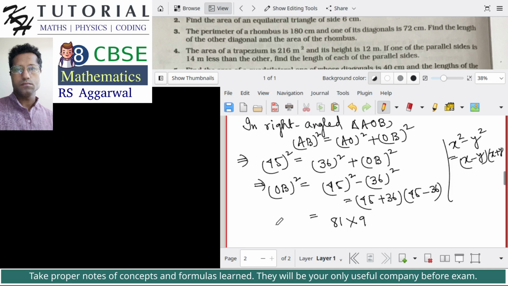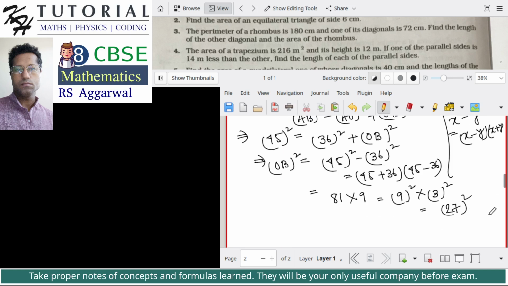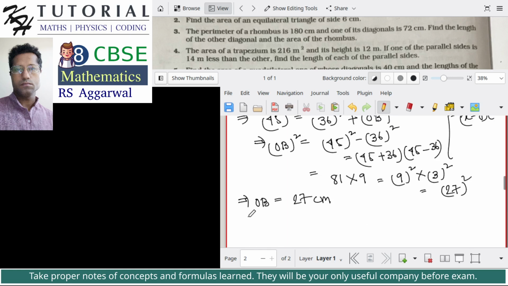So now you can see 81 is 9 square and 9 is 3 square. So this becomes 27 square. So it's easy if you apply the formula a square minus b square. So this will imply OB is equal to 27. So this will imply the other diagonal BD will be equal to twice of OB, which is equal to 2 multiplied by 27 centimeter, which is equal to 54 centimeter.